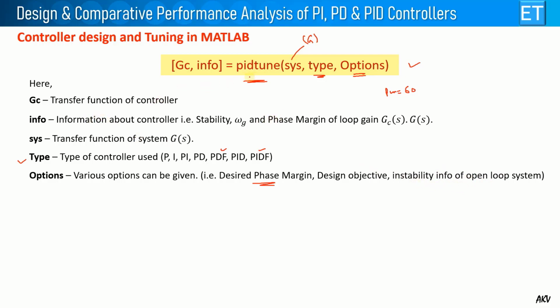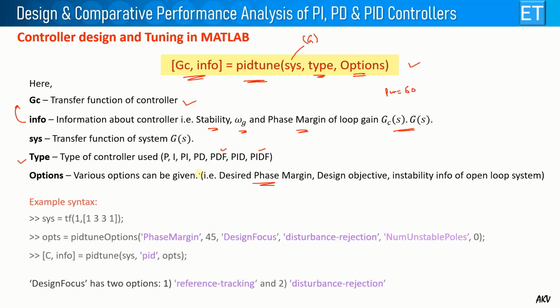And when you execute this function, you get this output GC. GC is of course the transfer function of your controller, and info gives the information about the GC. That means its stability information, its omega g and phase margin with this loop gain GC(s) G(s). So now let us see how we can use this pidtune in MATLAB.